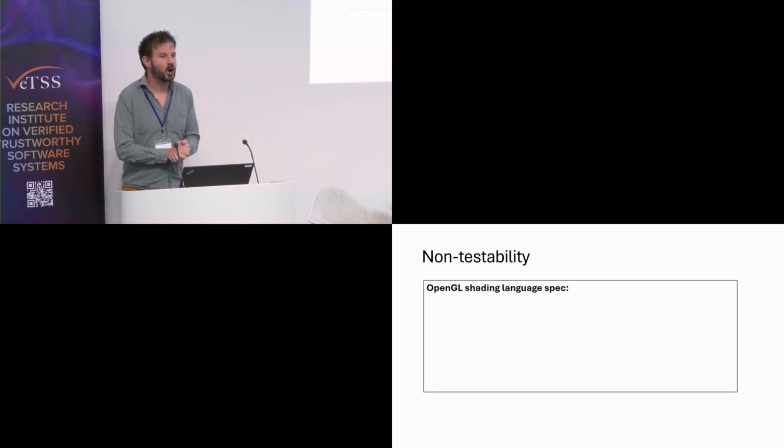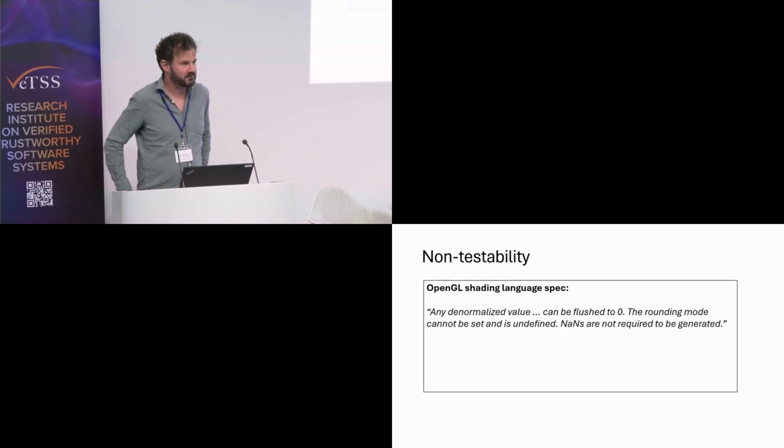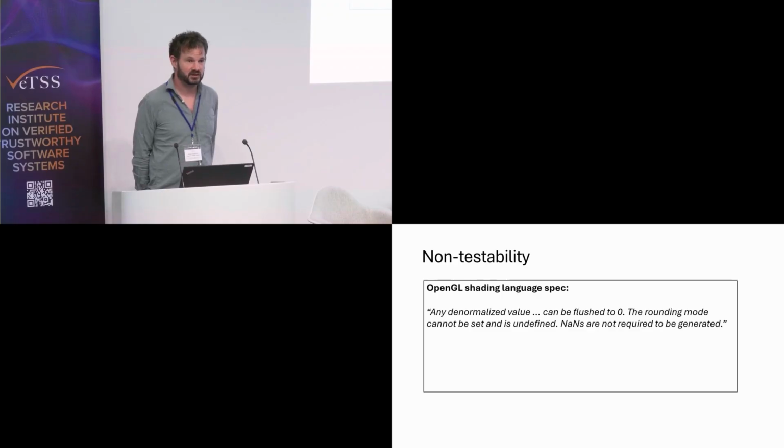To give you an example, the OpenGL shading language, a popular graphics programming language, says about floating point numbers that any denormalized value can be flushed to zero. What that means is if your GPU ends up computing with numbers that are really close to zero, it's okay for them to just be flushed to zero.